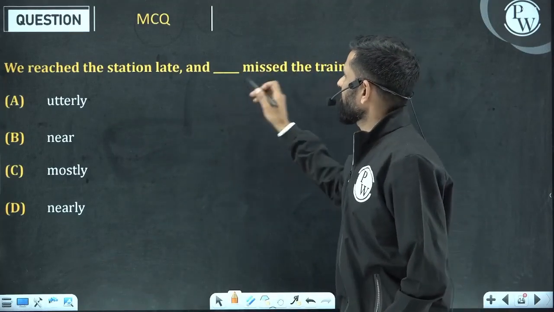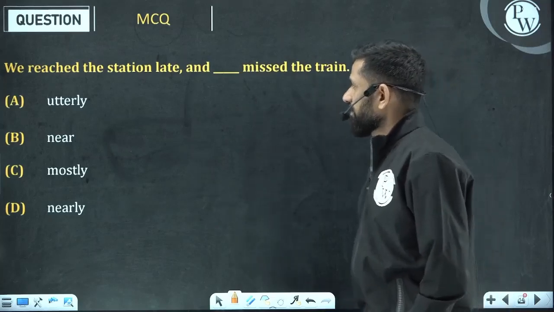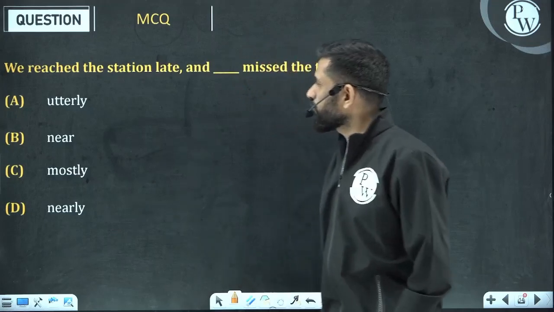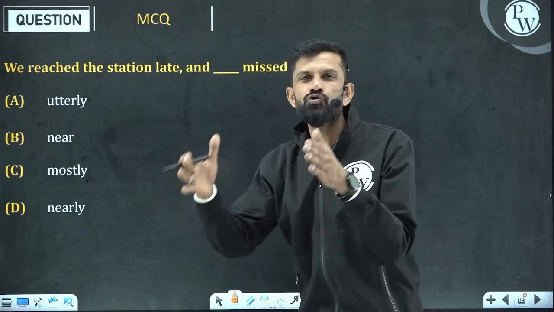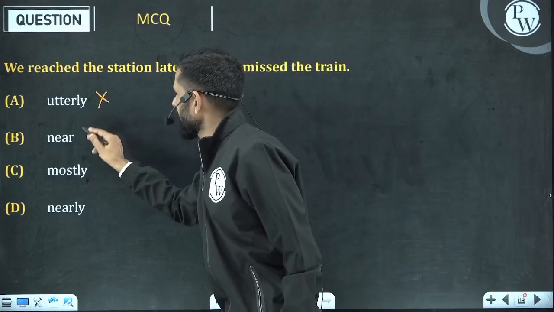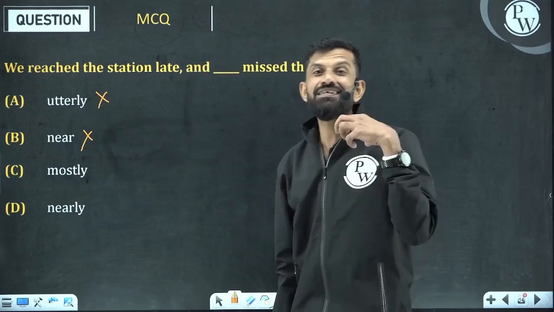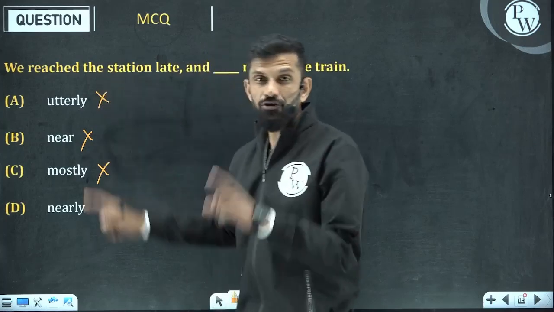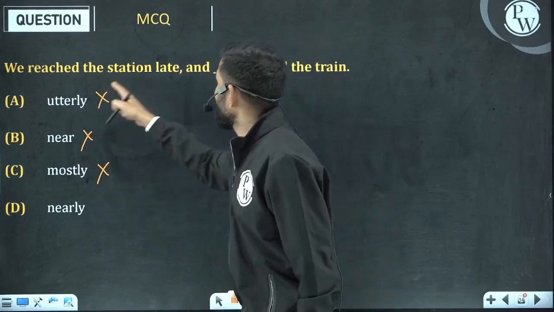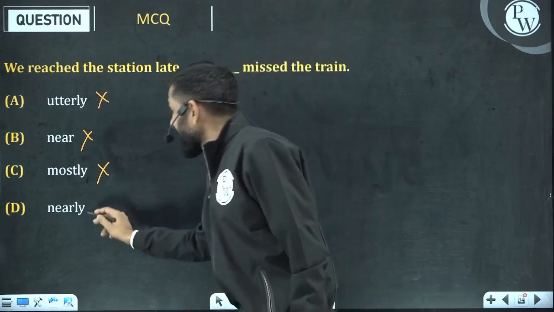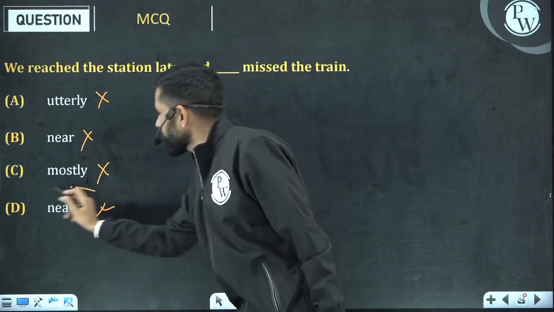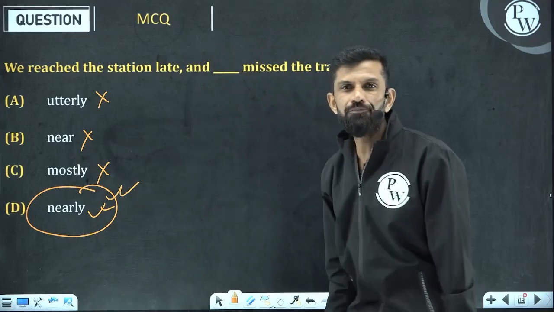We reached the station late and dash missed the train. We utterly missed the train. What is this? Utterly we cannot use. We near missed. The near is used for the distance. So, neither utterly nor near. Mostly is regularly, frequently. So, mostly also is not there, because they are talking about one incident. We reached the station late and nearly, approximately means about to, nearly miss the train. So, here your answer becomes option D.